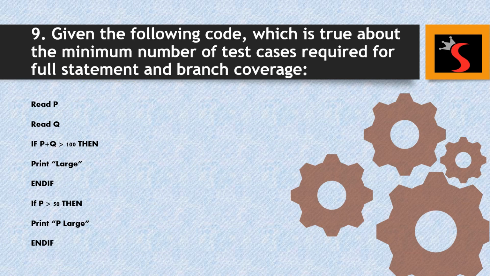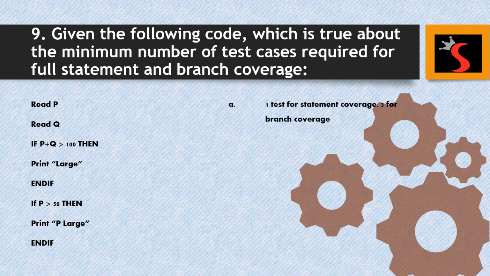Given the following code, which is true about the minimum number of test cases required for full statement and branch coverage? Read P, read Q. If P plus Q is greater than 100, then print large. And if P is greater than 50, then print P large and F.